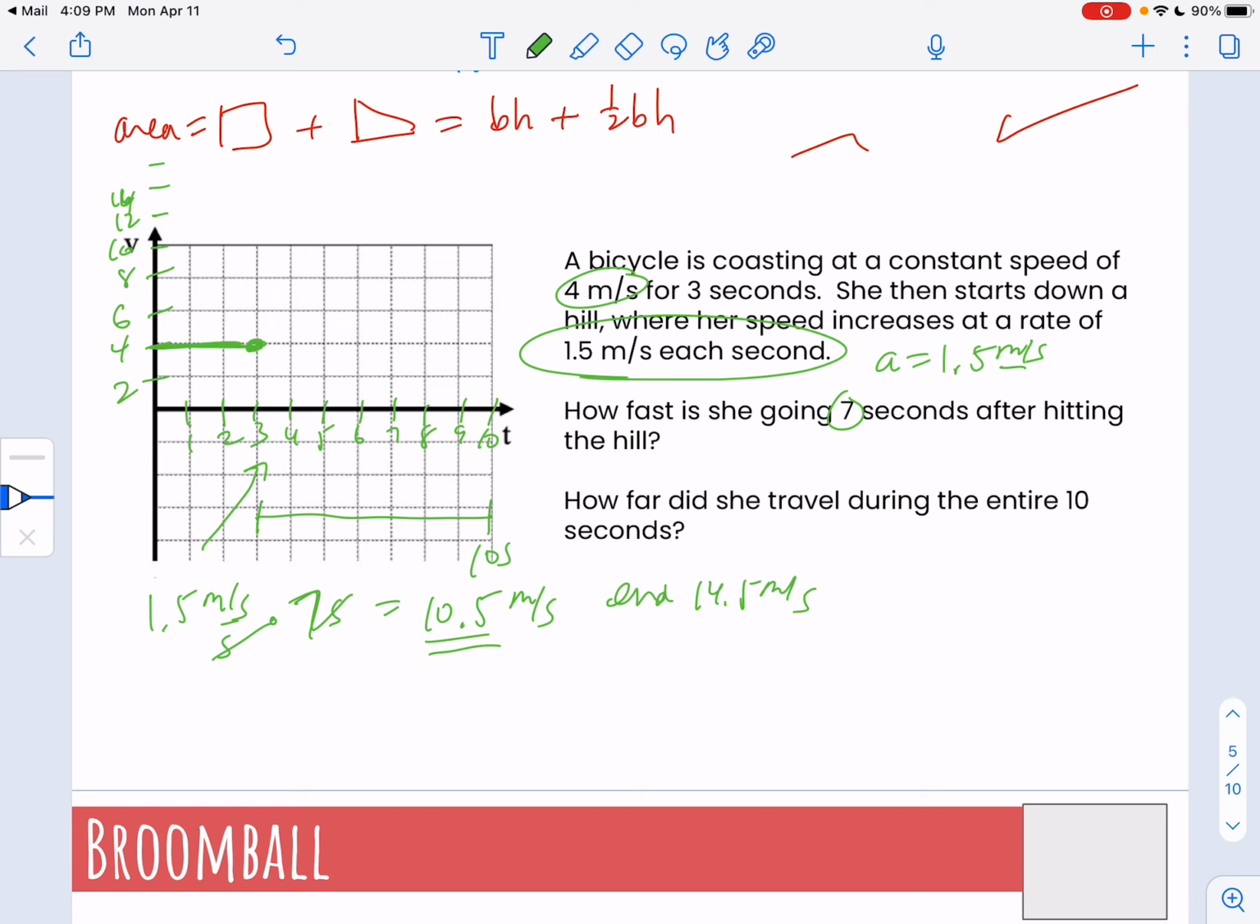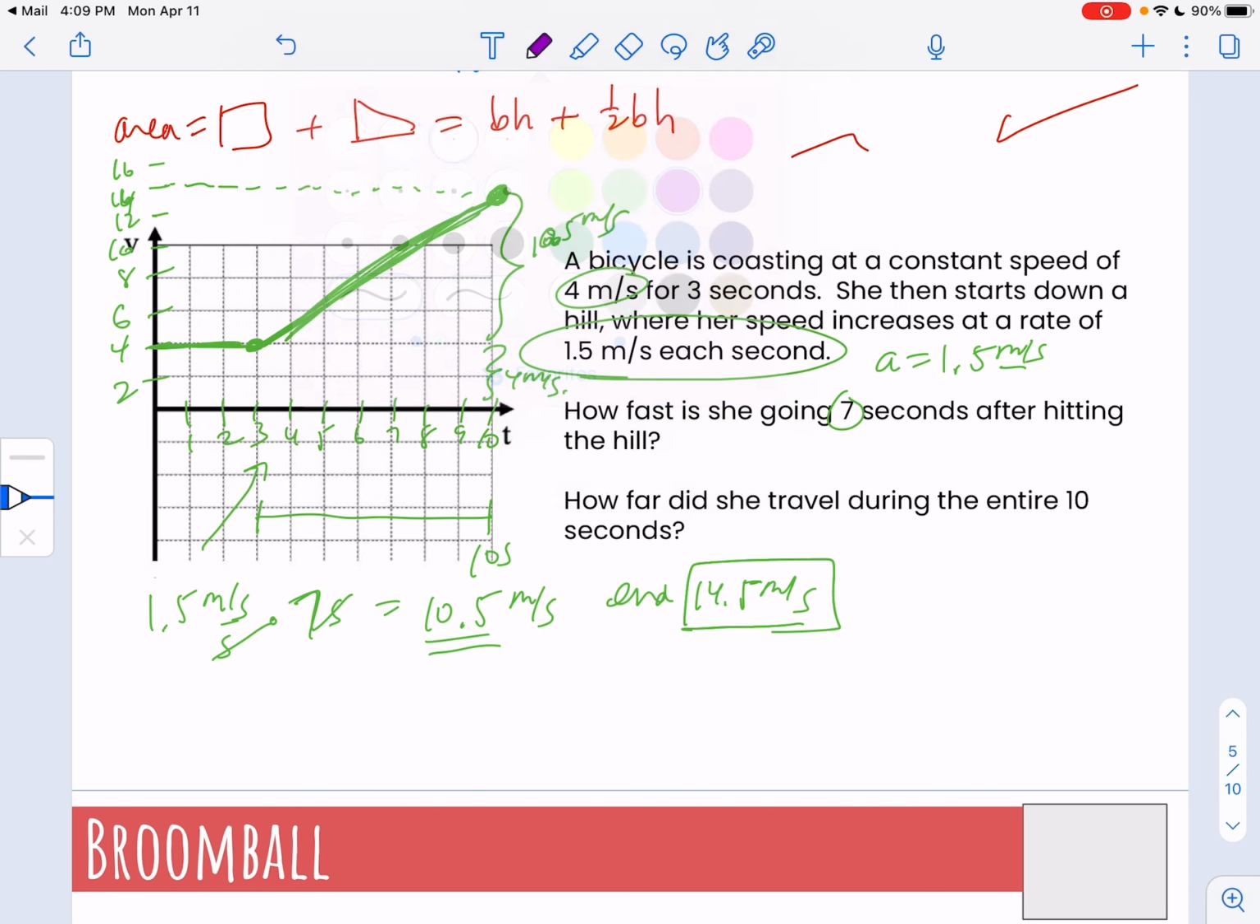12, 14, 16. So 14.5 is going to be somewhere around here, at 10 seconds, because I have to increase my velocity by 10.5 meters per second. That's the height of that triangle, and this height here was just 4. So that would be how fast I'm going at the end, 14.5 meters per second.